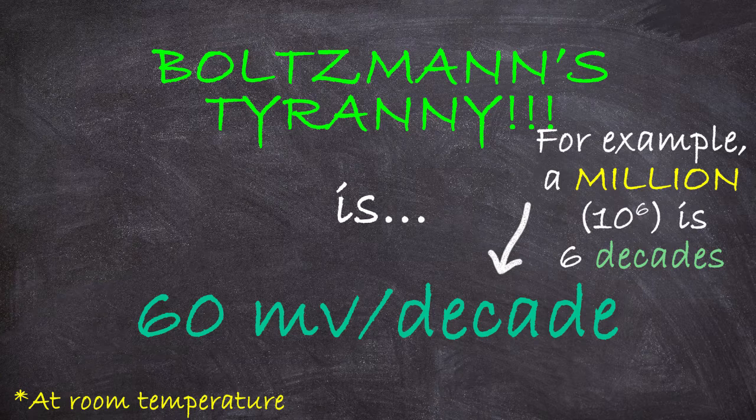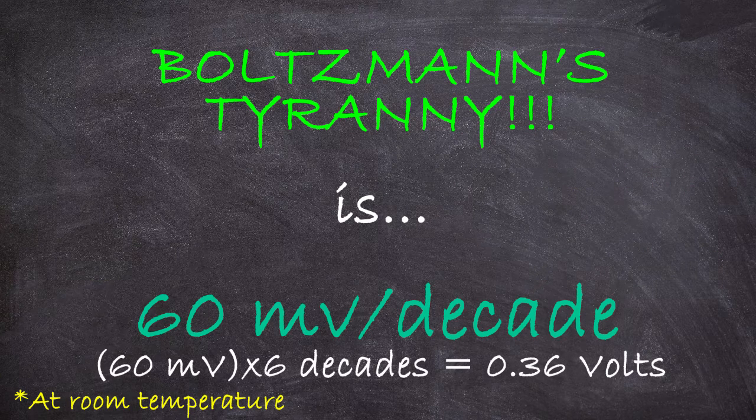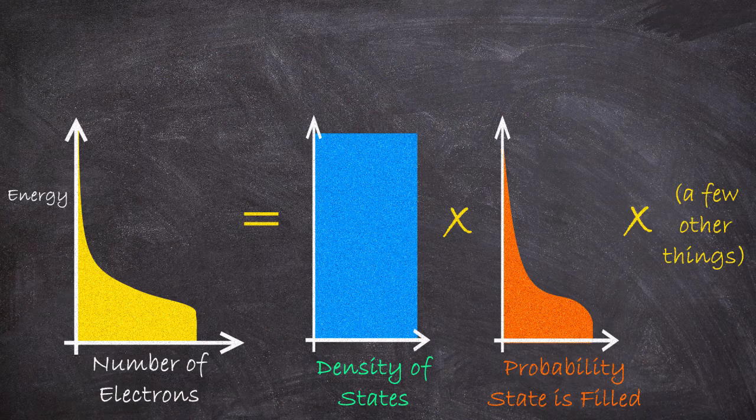So, for example, if we want the on current to be 1,000,000 times higher than the off current, then, well, 1,000,000 is 6 powers of 10, or 6 decades. So Boltzmann's tyranny says that if we want the on current to be 1,000,000 times higher than the off current, this supply voltage cannot ever be lower than 0.36 volts. Ever. Where this number is coming from is this Boltzmann distribution.